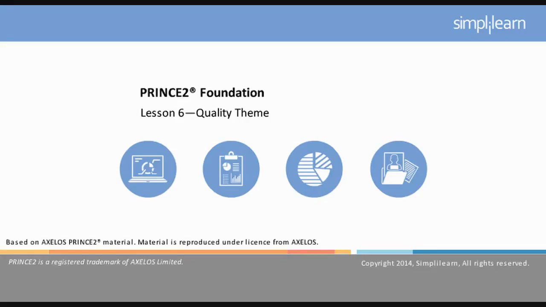This lesson is about quality, which is one of the 7 themes of PRINCE2 methodology. This theme is based on the principle focus on products. Let us discuss the objectives of this lesson in the next screen.